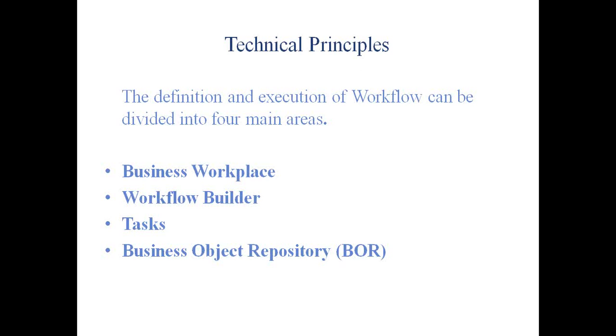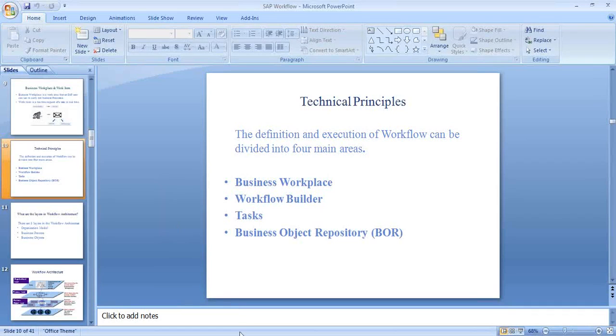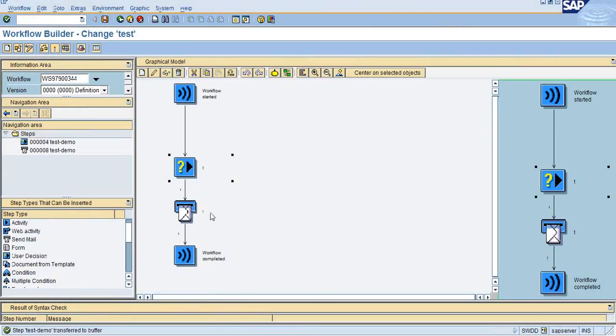Now coming to the technical principles. The definition and execution of workflow can be divided into four main areas. The first one is business workplace, which, as I have already discussed, is a work area where you take the action. Then the workflow builder is a place where you develop, define, and execute the workflows. Whenever the workflow gets executed, the defined task gets executed, and then the business object method gets executed.